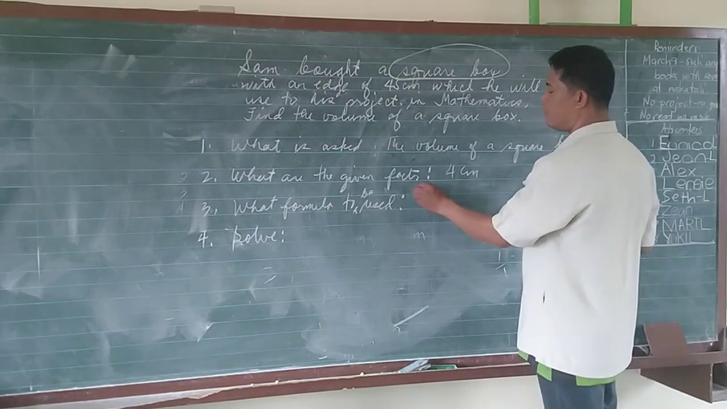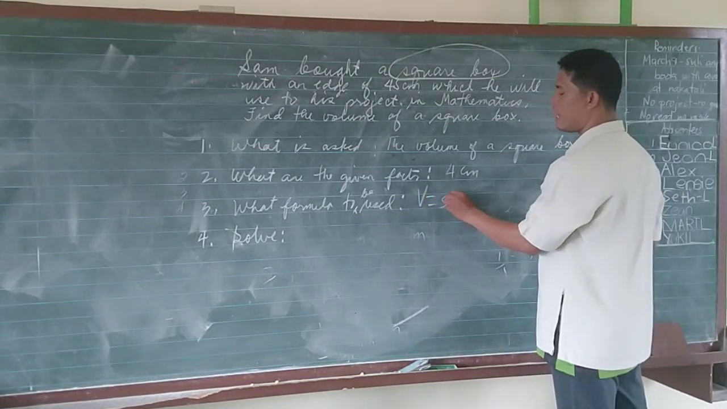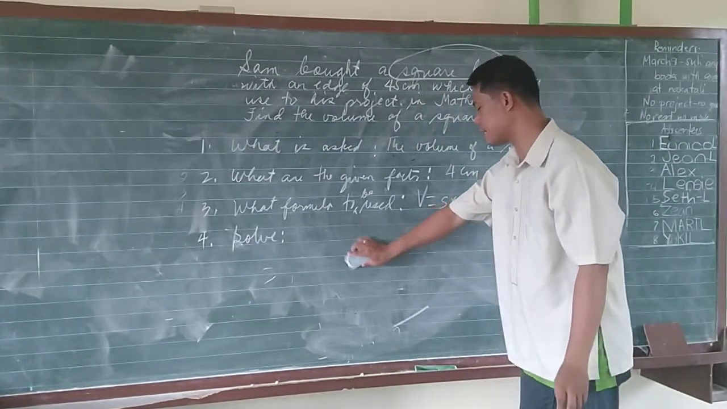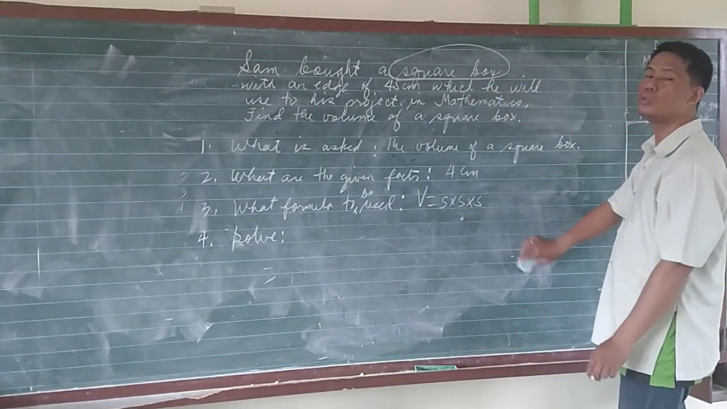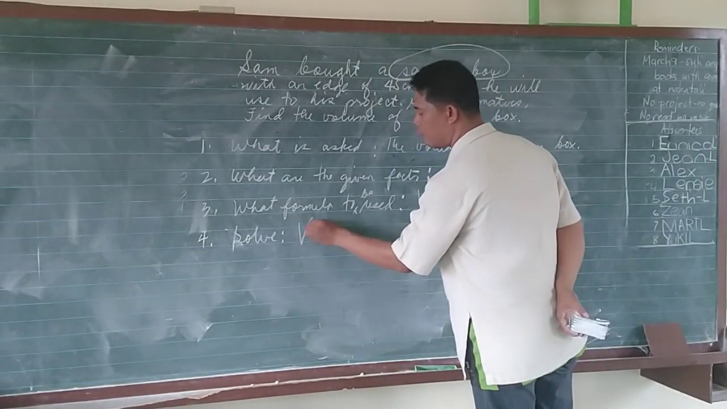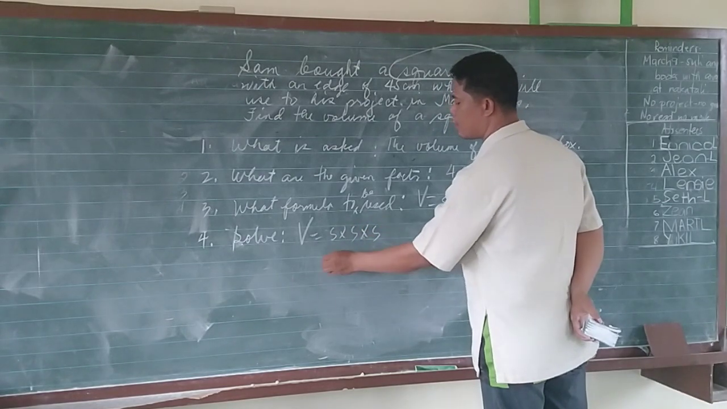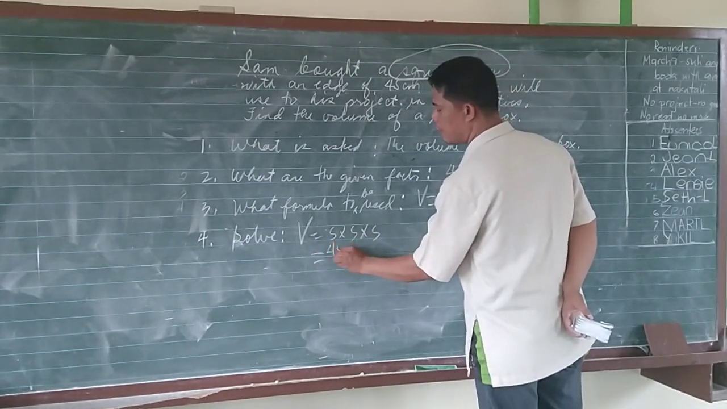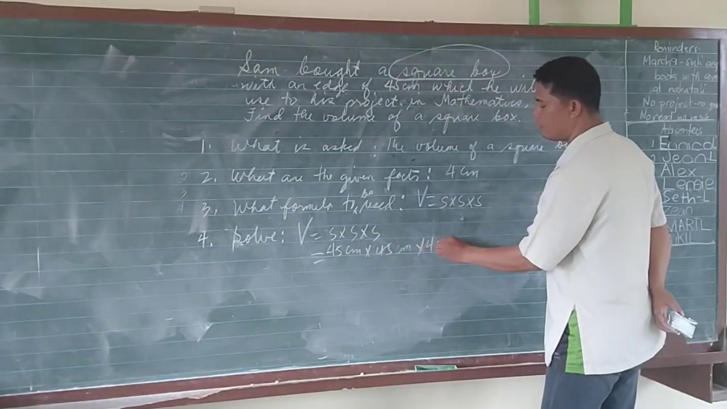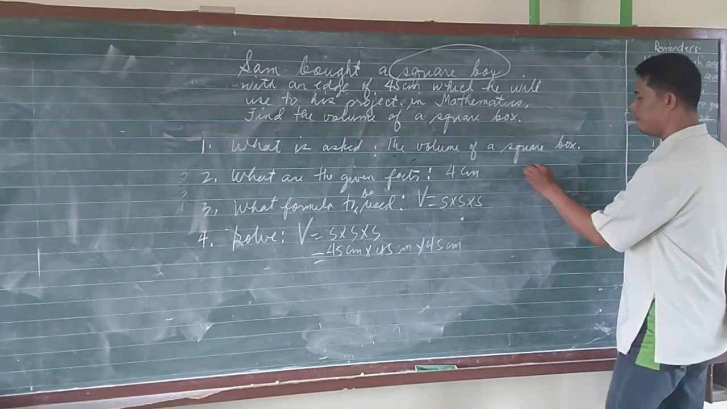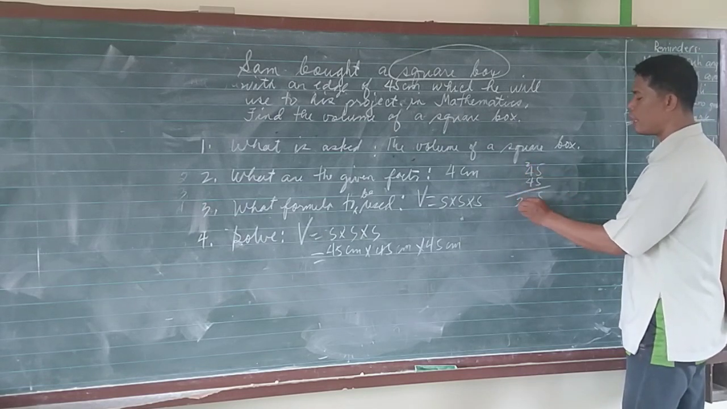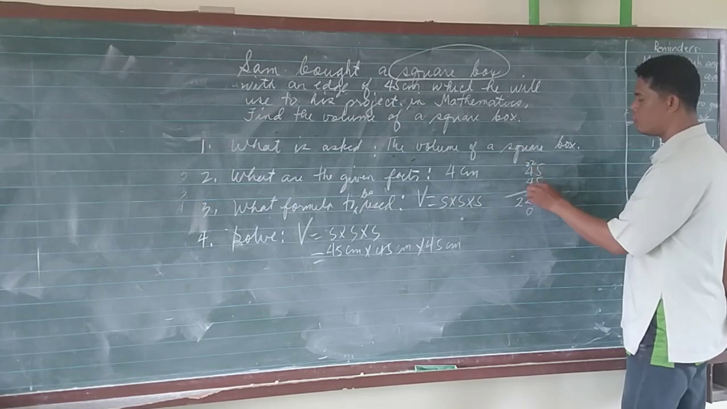Okay, so what formula? So the formula to find the volume of a cube is V equals S times S times S. Don't forget to memorize the formula, class, because you are going to use that from time to time, anytime. Now, you are going to solve. So, pag nag-solve na po tayo, you are going to write the formula V equals S times S times S. Then substitute. Let's have 45 centimeter times 45 centimeters times 45 centimeters. So, let's solve. Okay, 45 times 45, we have 25, carry 2, 20, 22. 20, carry 2, 16, 18.